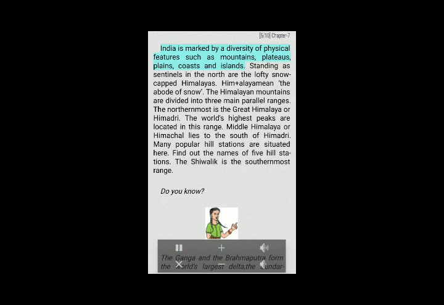Physical divisions. India is marked by a diversity of physical features such as mountains, plateaus, plains, coasts, and islands. Standing as sentinels in the north are the lofty snow-capped Himalayas. Him plus Alaya, the abode of snow.